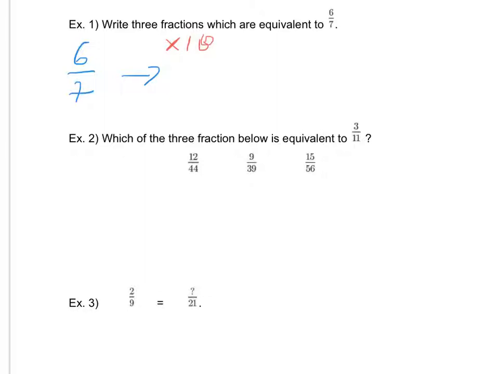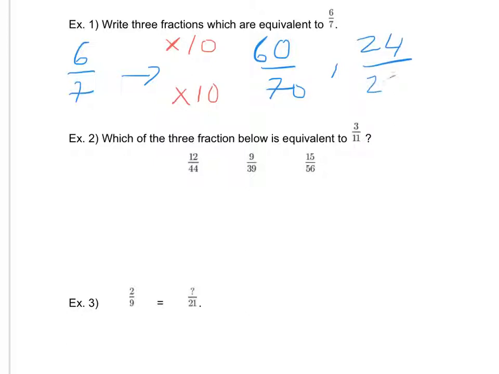Hold on, that just looks a little bit weird. Hold on till I get my eraser. Okay, so what I'm going to do is top times 10, but I must multiply the bottom by the same thing. So what's that going to give you? 60/70. Another option would be if I multiply, say, the top by 4, I would get 24. And if I multiply the bottom by 4, then I would get 28. So 24/28 is equivalent to 6/7.